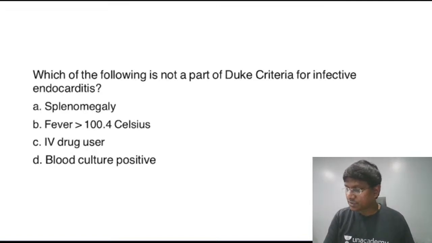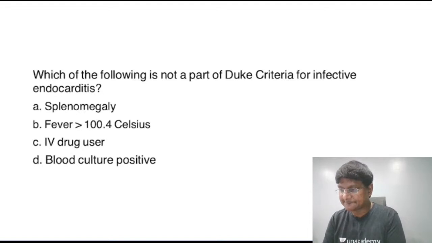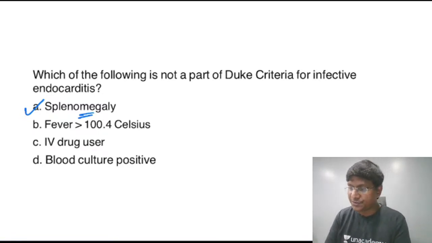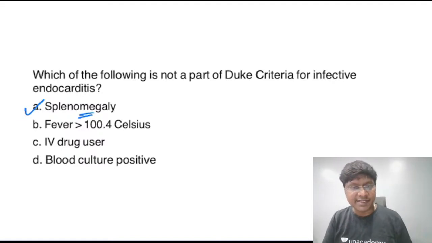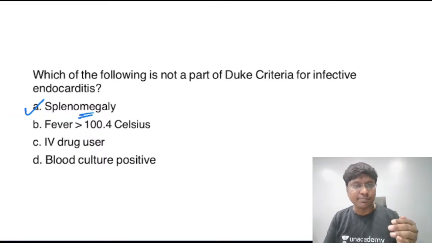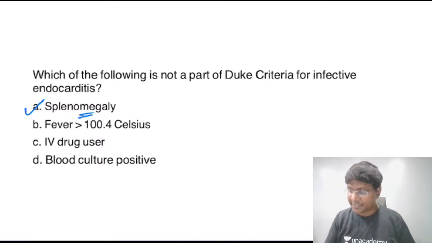Which of the following is not part of the Duke's criteria for infective endocarditis? It is splenomegaly. Splenomegaly is not part of the Duke's criteria. Whereas fever more than 100.4 degrees Celsius is a minor criterion. The blood culture being positive is present in both the major and the minor criteria.